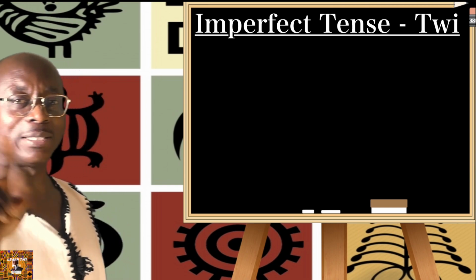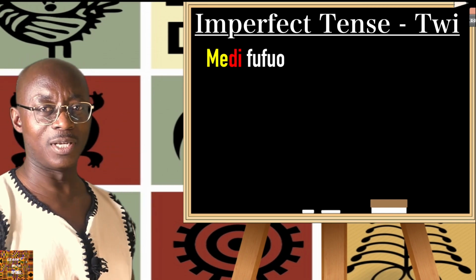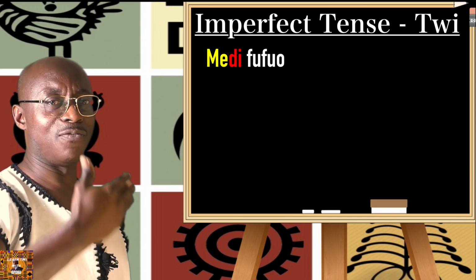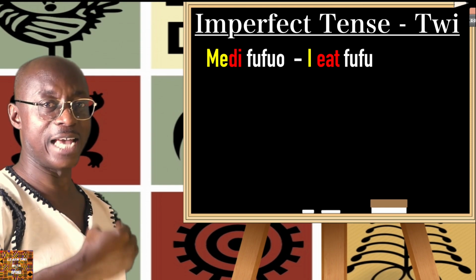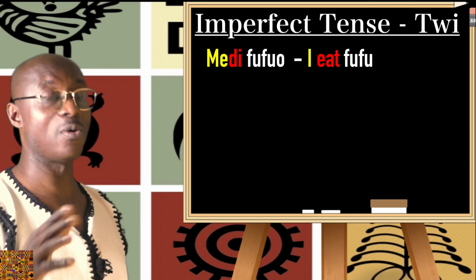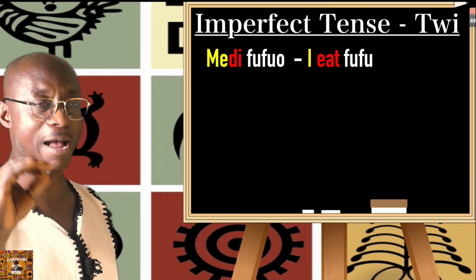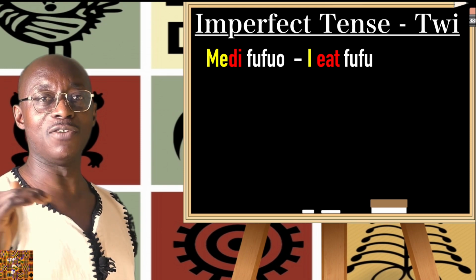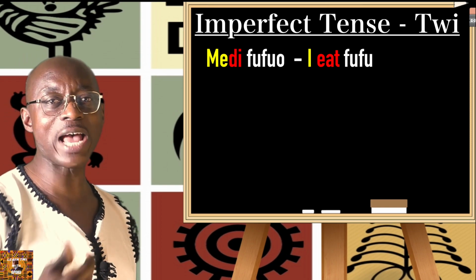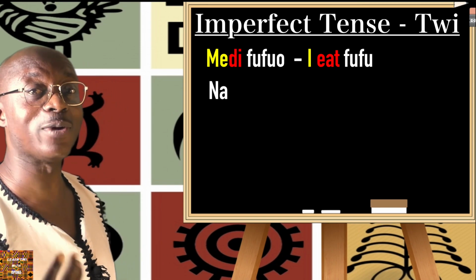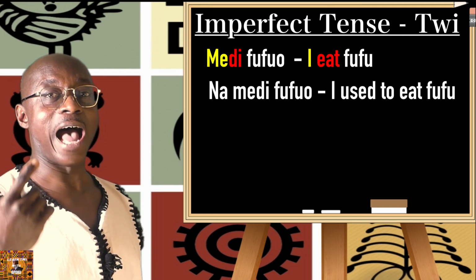Well, let's give two more examples in order to better our understanding of the topic. First example, midi fufu. When I say midi fufu, it means I eat fufu. That's me means what? I. And di means what? To eat. And fufu, you know, is a delicacy in Ghana, especially among the Akans. Fufu is their main meal for the day. Midi, that is I eat, is in present tense. So to convert it to imperfect tense, I will precede it with what? Na. So I will say, na midi fufu. I used to eat fufu.